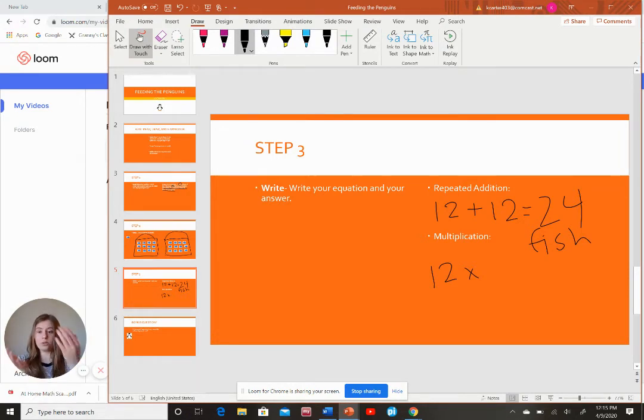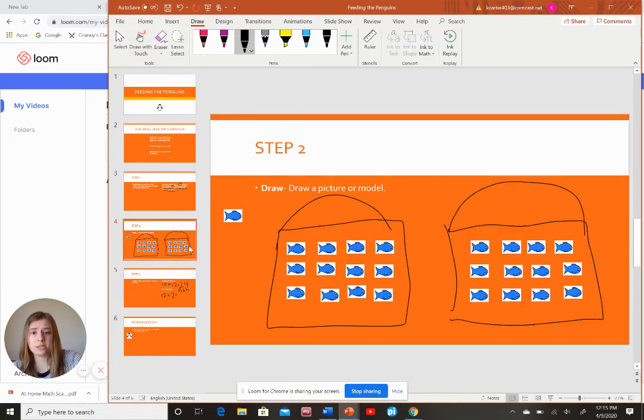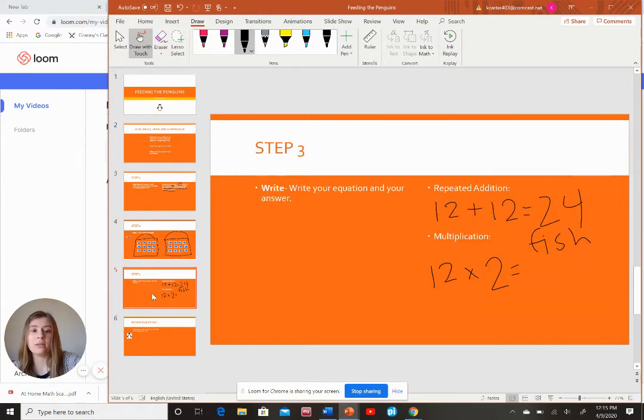Okay, and we had 2 12. So we had 12 times 2, since we added it twice. And since that's the same as our repeated addition equation, remember, we could count it up again if we wanted, but again, it's going to be 24 fish. Okay, so those are our equations.